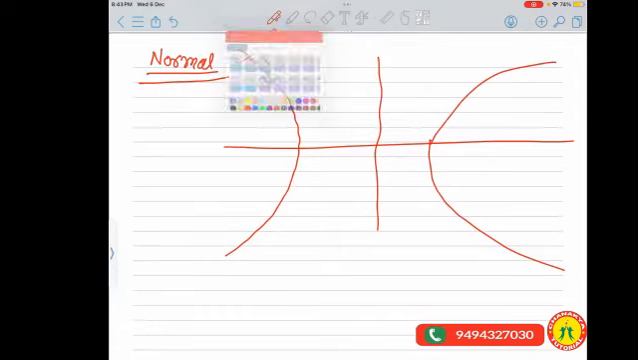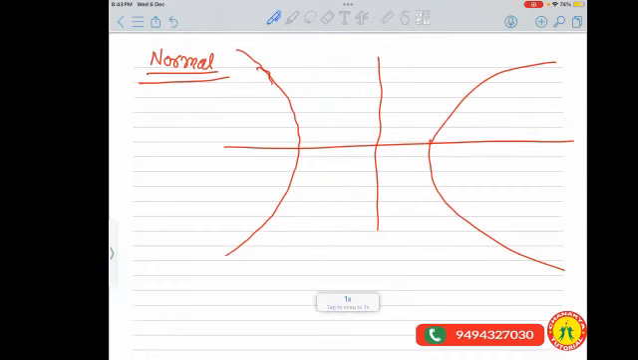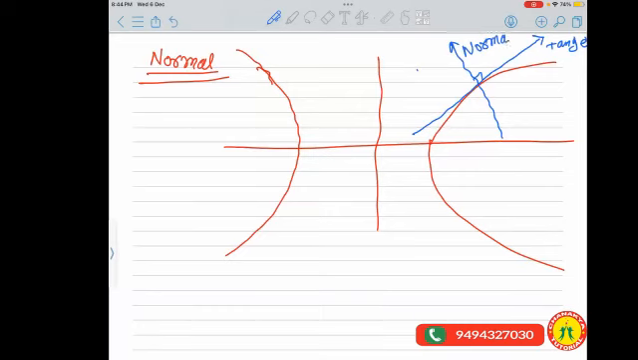So we know that normal is always perpendicular to the tangent. Let this be the tangent line. So the normal will be the line perpendicular to the tangent. This line is normal. Let the point of intersection where the tangent is be P, with point x1 comma y1.